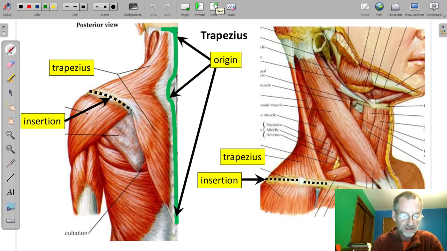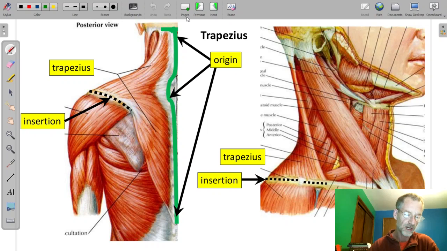The trapezius, large muscle. Great one for neck massages when you all get stressed. The origin is indicated in green. It's the spinous process of all of the cervical, thoracic vertebrae, and the base of the occipital bone. It's all origin, it's all stationary. All the fibers run out to insert on the shoulder girdle.